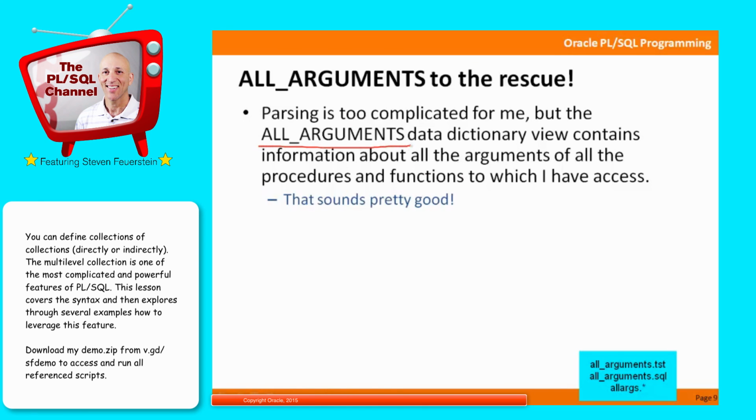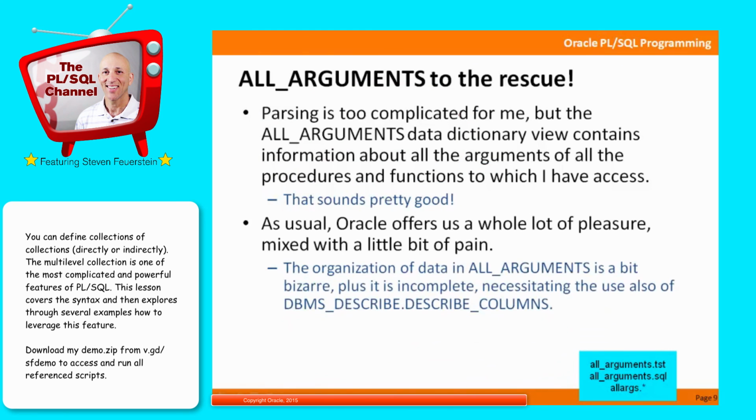It's called All Arguments. And All Arguments is a data dictionary view that contains information about all the arguments of all the procedures and functions to which I have access. Well, it seems like I should be able to use the All Arguments data to do my analysis of ambiguous overloadings because it has all to do with the arguments, the parameter list. Now again, I'm going to be showing you lots of links to files. I'm not going to be showing you and running all these files. I encourage you to do so on your own to learn in more detail how I had to work with all arguments and some of the challenges I ran into.